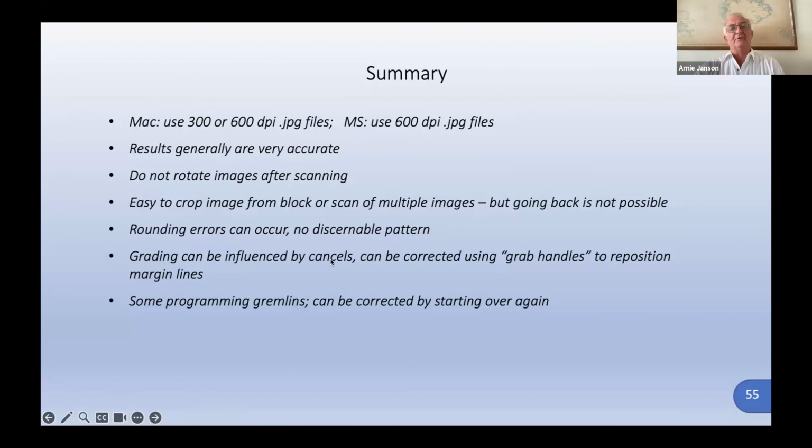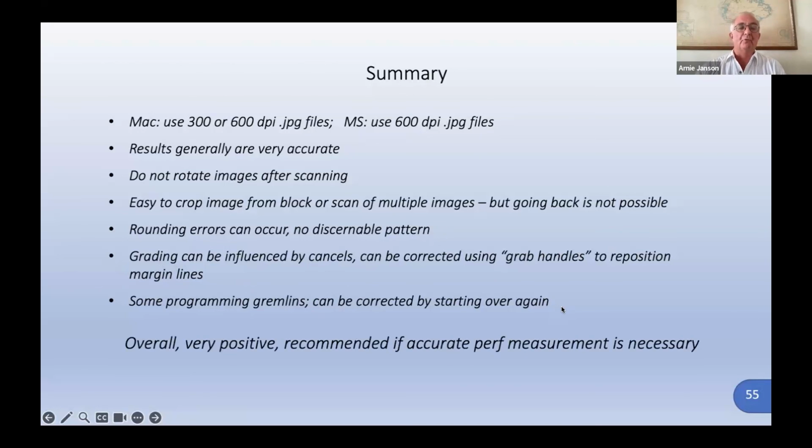Grading can be influenced by cancels, which can be corrected by using the grab handles to reposition the margin lines. Some programming gremlins generally can be corrected by starting over again. Overall, if you want to measure perfs accurately for $5.99 or $6.99, it's a fabulous tool.